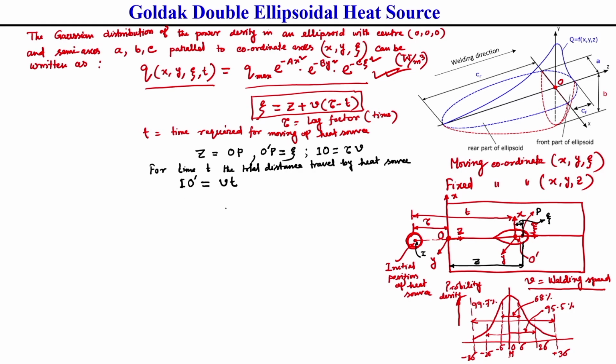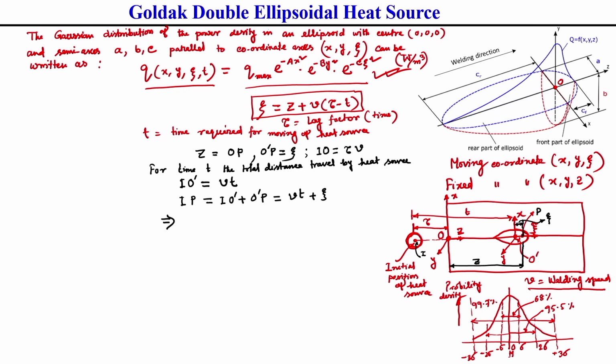So, IO dot you can write as IP, here I am writing IP, you can write as IO dashed plus O dashed P. This you can write as IO dashed, already I have written as Vt, and O dashed P is generally considered as zeta. Zeta means with respect to the moving coordinate system, what is that distance? P point distance, correct.